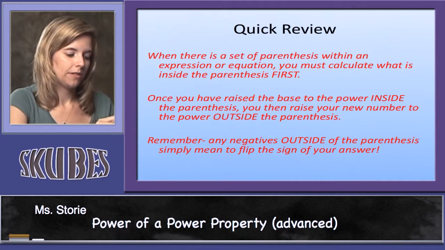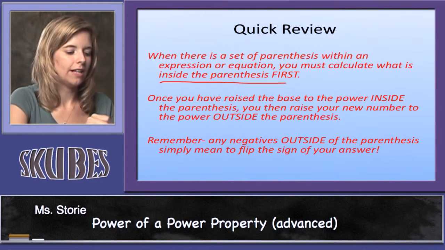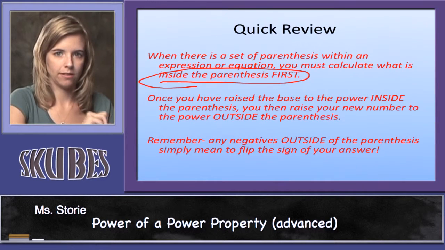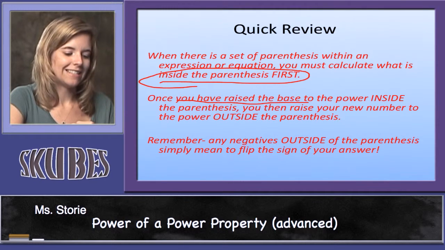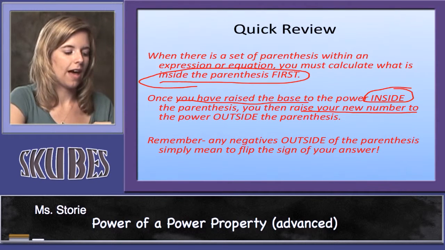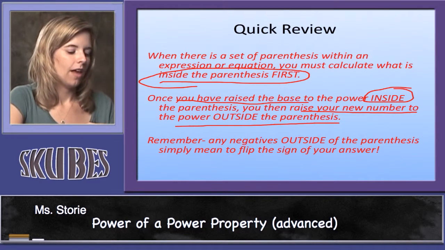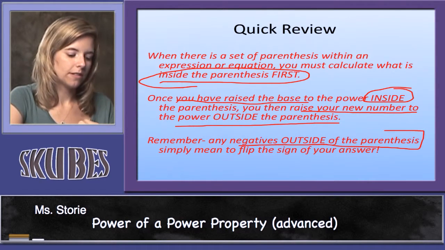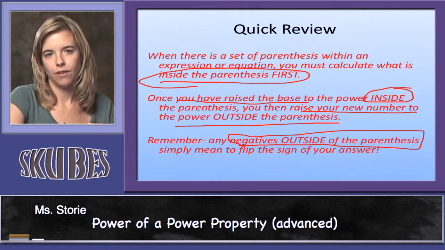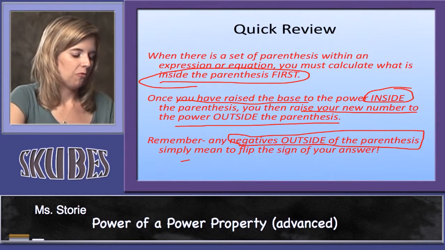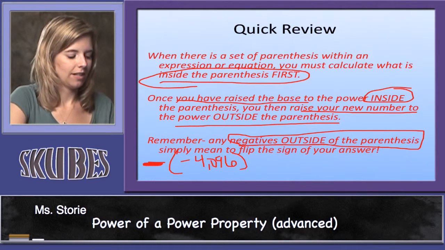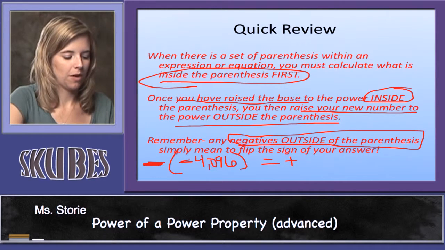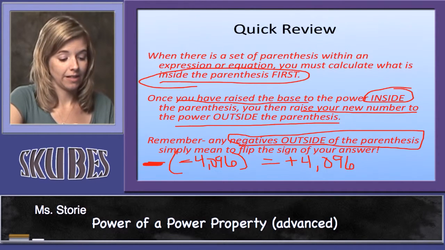Remember, when there's a set of parentheses within an expression or equation, you have to calculate inside the parentheses first. That's what PEMDAS tells us. Parentheses come first. And once you've raised that base to the power inside of the parentheses, then you deal with that outside exponent. Any negatives that are sitting outside of the parentheses just mean flip the sign of your final answer. So remember, we had that 4,096, and if we're going to say it's a flip sign, you take the negative and you change it positive. So your final answer would be a positive 4,096, and that's why that works.